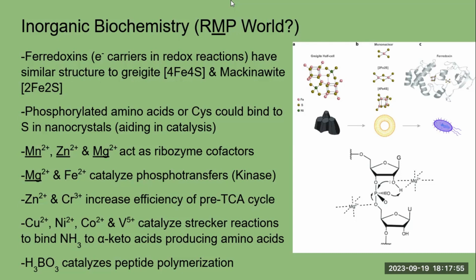If an amino acid was phosphorylated, it can bind to a nanocrystal of one of these minerals, which would keep it suspended in solution and possibly aid in catalysis. Divalent manganese, zinc, and magnesium ions often act as cofactors in ribozymes, modifying their activity. Furthermore, magnesium, along with iron, can facilitate the transfer of organophosphate groups from one molecule to another. Magnesium cofactors are often used for this purpose in modern enzymes, while iron is not.